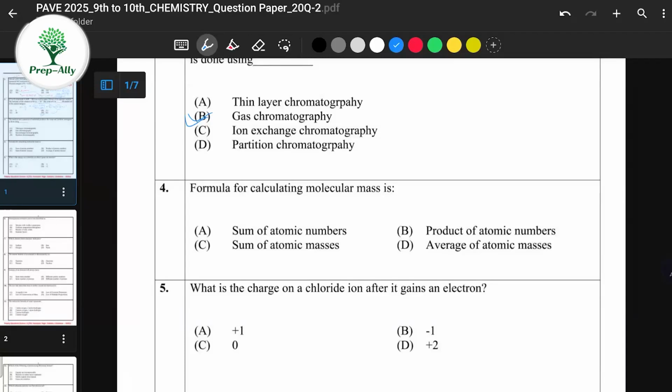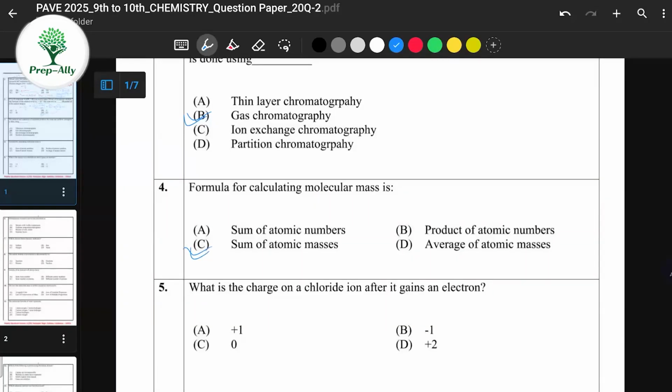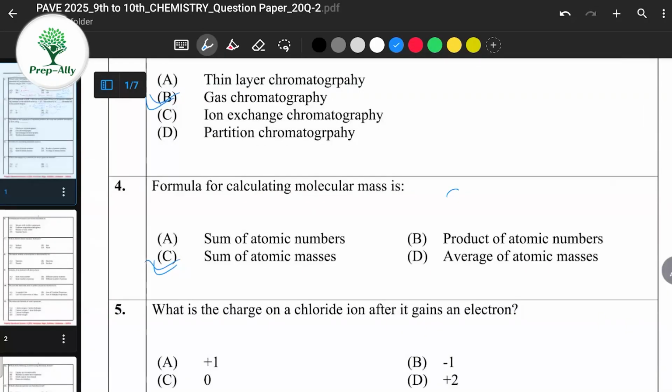First is sum of atomic numbers, sum of atomic mass. So definitely sum of atomic mass. Let's suppose we have a molecule like CO2. So we need to add the atomic mass of carbon plus atomic mass of oxygen. So C is the correct option. Not atomic number, not product, not average mass. So this is the correct one.